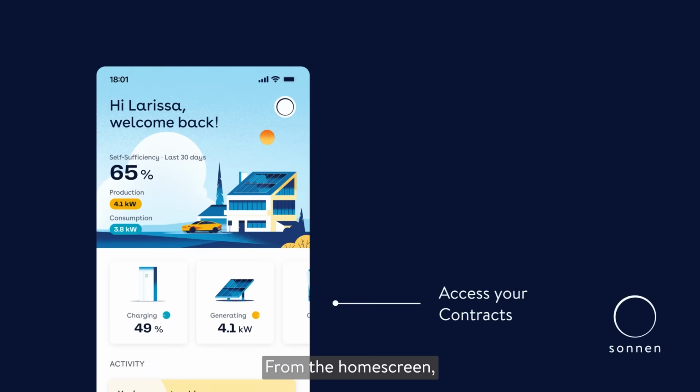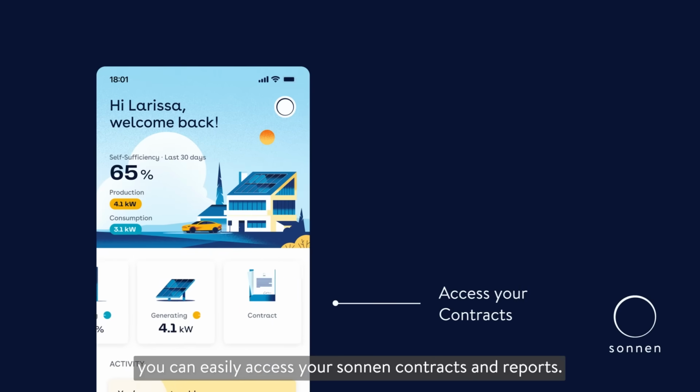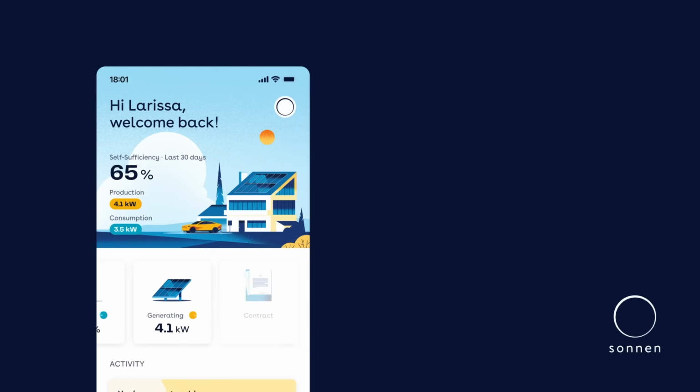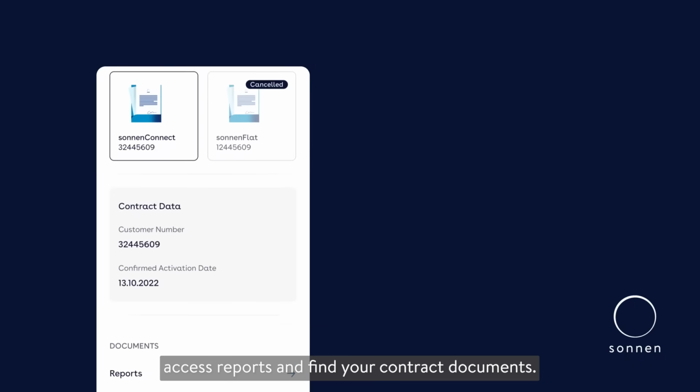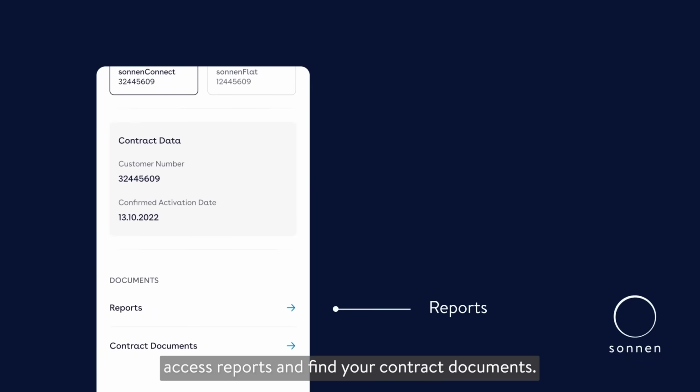From the home screen, you can easily access your Sonnen contracts and reports. The contract page is where you can view active and cancelled contract data, access reports, and find your contract documents.